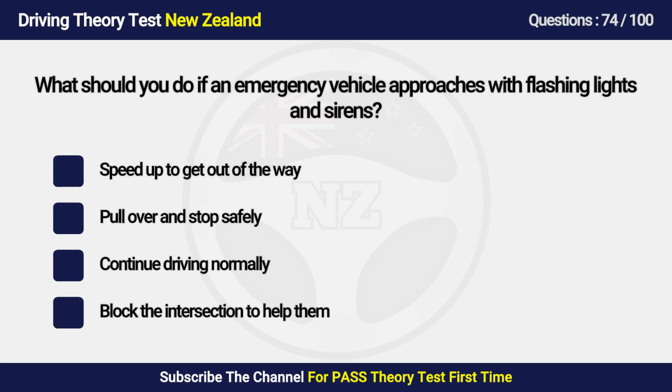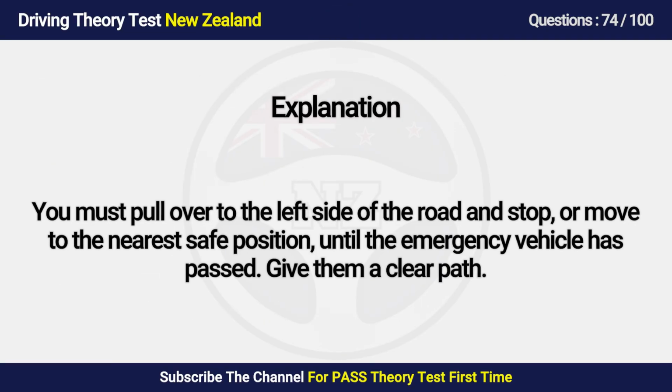Question 74. What should you do if an emergency vehicle approaches with flashing lights and sirens? A. Speed up to get out of the way. B. Pull over and stop safely. C. Continue driving normally. D. Block the intersection to help them. Answer is B. Pull over and stop safely. You must pull over to the left side of the road and stop, or move to the nearest safe position until the emergency vehicle has passed. Give them a clear path.